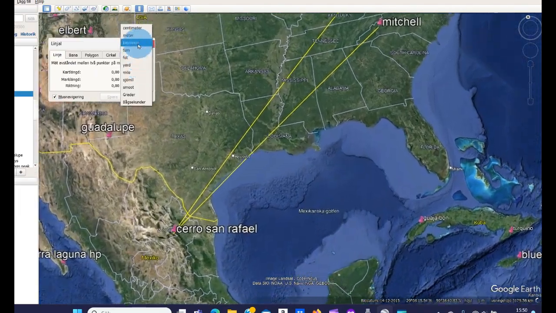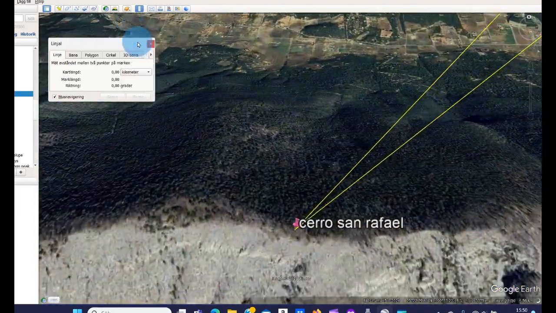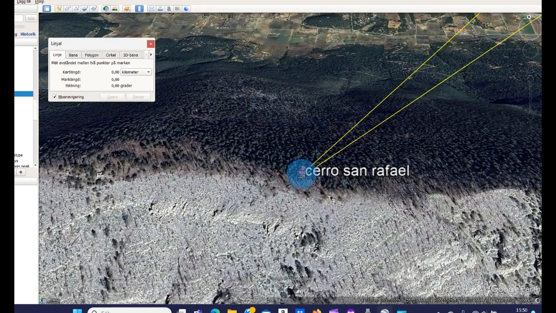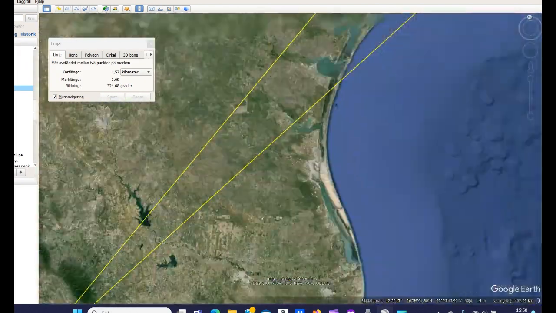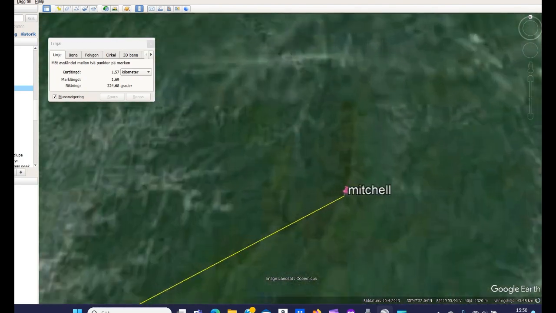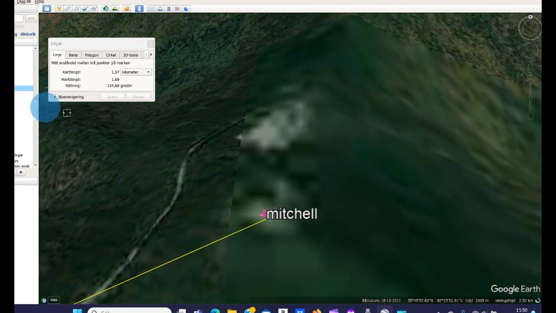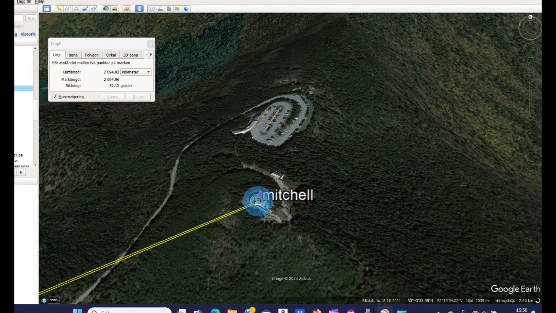So first in kilometers to Mount Mitchell from here. So let's fly to Mount Mitchell. And the very peak of Mount Mitchell here in North Carolina is just around here. And here we have a distance of 2,094 kilometers or 2,095.